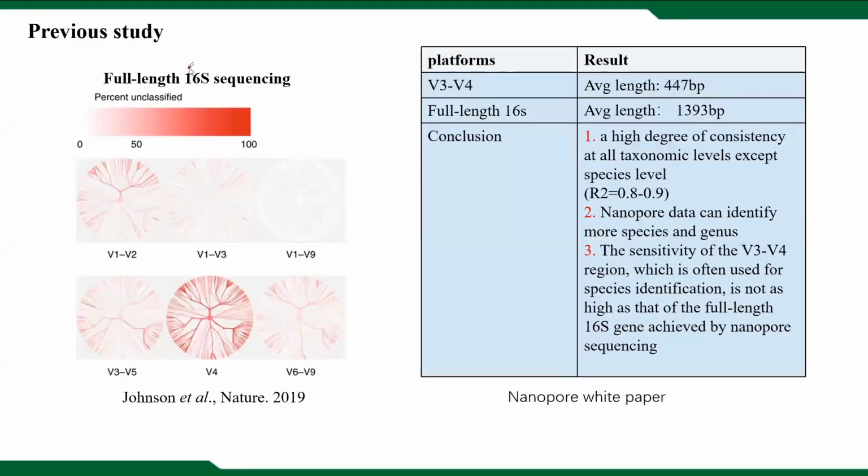Why perform full-length 16S rRNA sequencing? Johnson reported that performing full-length sequencing of the V1 to V9 regions can achieve higher species resolution. In contrast, short-read sequencing can only target a specific region, resulting in a lower resolution, which generally allows for analysis only at the genus or phylum level. The Nanopore white paper also highlighted that nanopore sequencing has high species-level correlation and can identify more species.